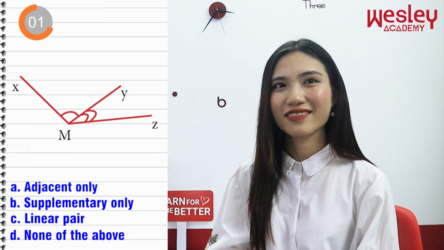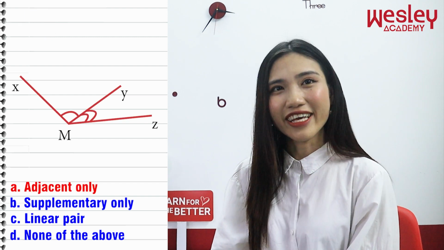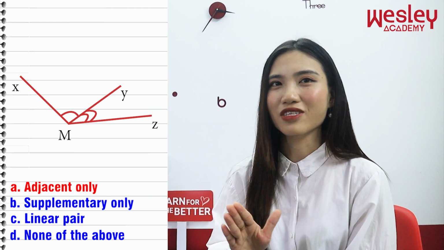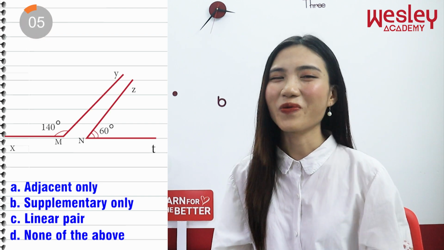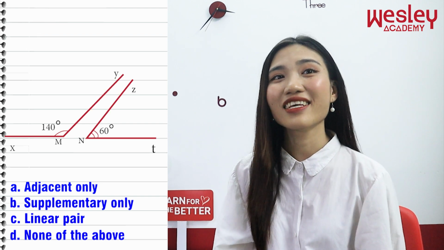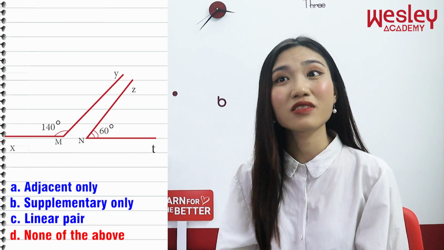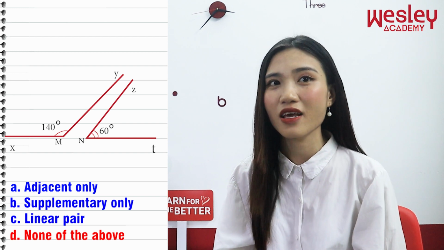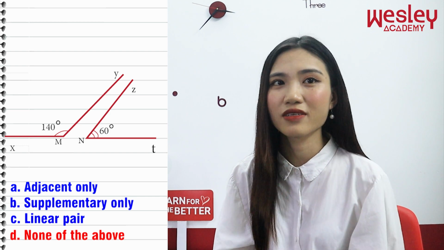Figure 3. You're correct. A. The 2 angles are adjacent but not supplementary. Figure 4. Wow, the answer is D. Since 140 degrees plus 60 degrees is different from 180 degrees, they are neither adjacent nor supplementary.